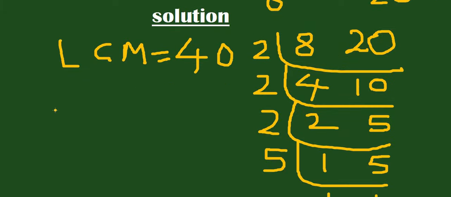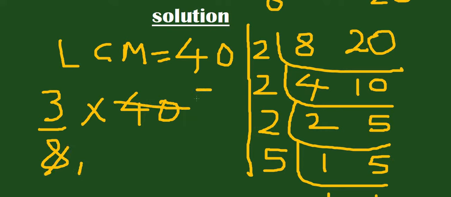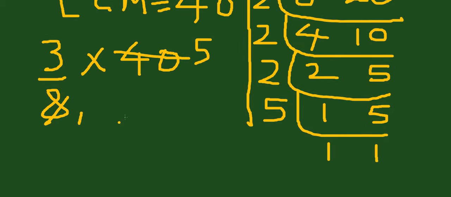So we start with 3 over 8. So 3 over 8, we multiply it by the LCM. Here 40 divided by 8 is 5. So we remain with 3 times 5, where we get 15. So this 15 corresponds to the first fraction, which is 3 over 8.